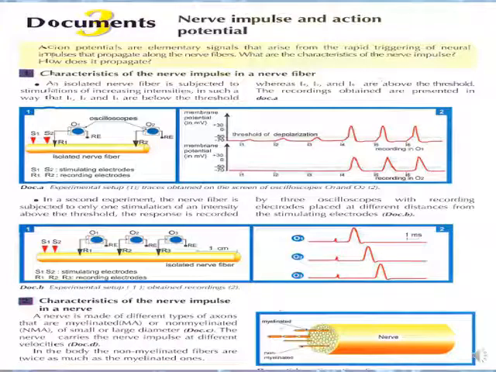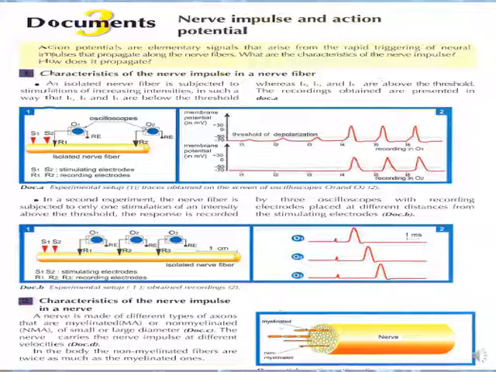As you know, action potentials are signals that arise from the rapid triggering of neural impulses. So we have stimulation of the neural impulses that propagate along the nerve fibers. What are the characteristics of the nerve impulse? How does it propagate? Characteristics of the nerve impulse and nerve fiber.